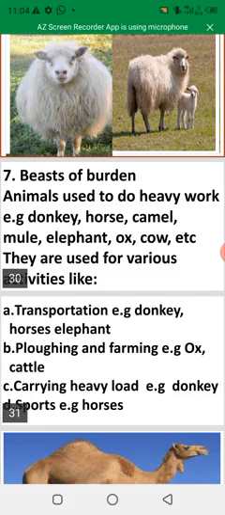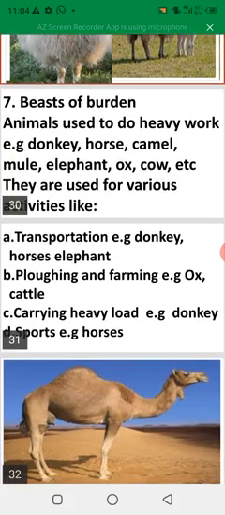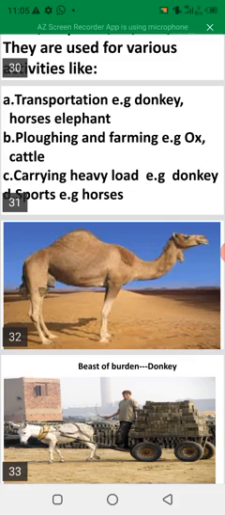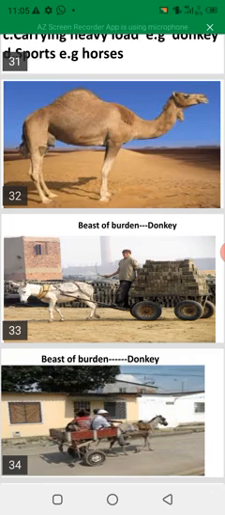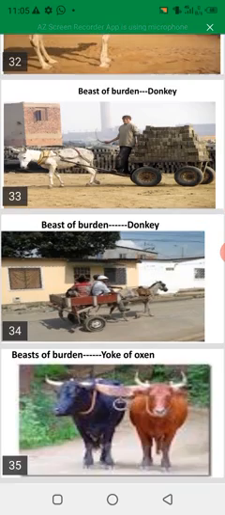They are used for various activities like number 1, transportation. Donkey is used for transportation. Horses also is used, and also elephant. Then also they are used for plowing and farming, e.g. ox and cattle. Then for carrying heavy load, e.g. donkey. And also for sport, e.g. horses. So can you see camel? Beast of burden, the camel. Can you see the donkey for carrying load?